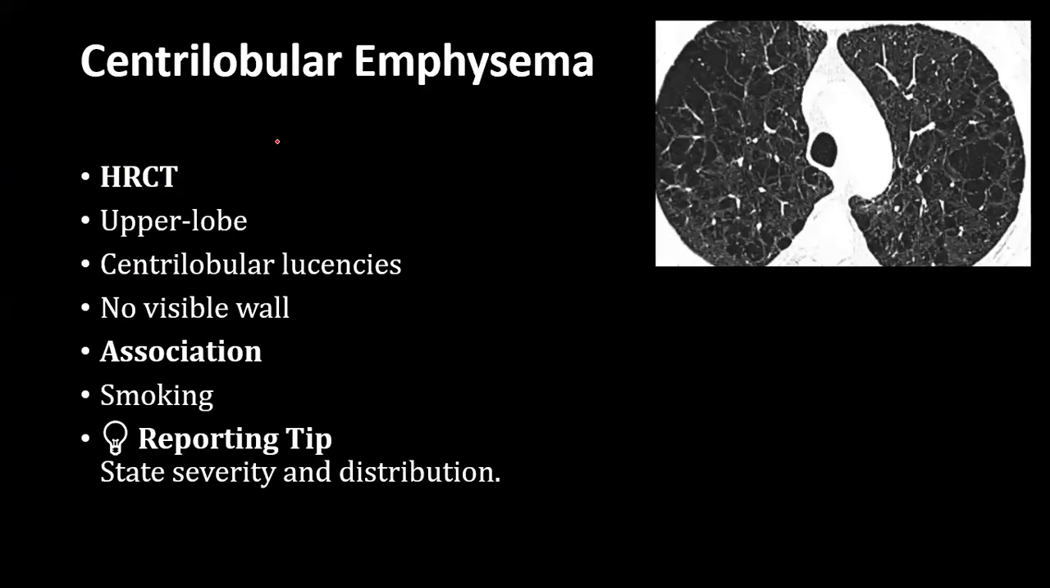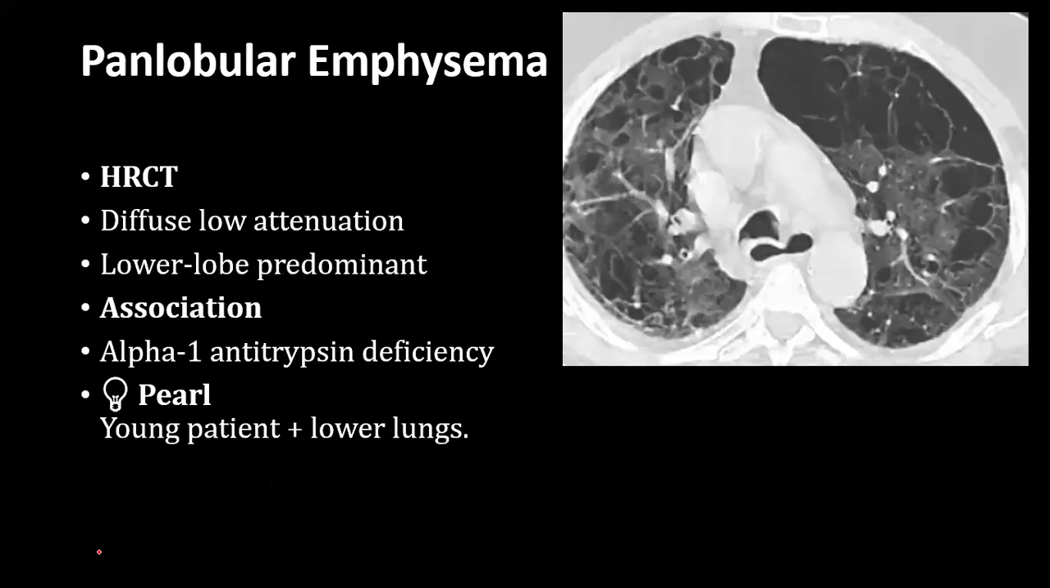Now there are different types of emphysema. Centrilobular emphysema: previously we discussed the secondary lobular unit, the hexagonal structure, and this emphysema is basically in the center. It won't involve the whole secondary lobular unit. It is seen in the upper lobe, and secondary lobular lucencies will be seen. No visible wall will be seen. Obviously, a strong association with smoking, and you must always report the severity and distribution, right?